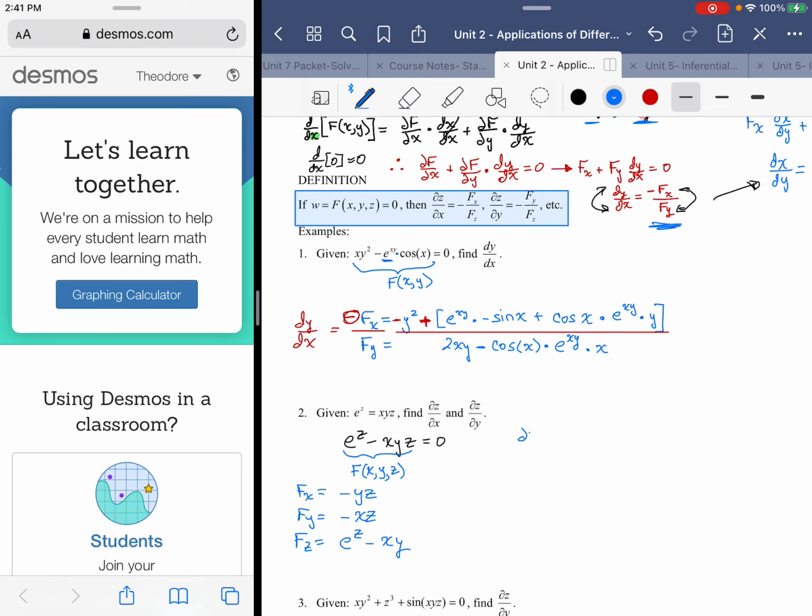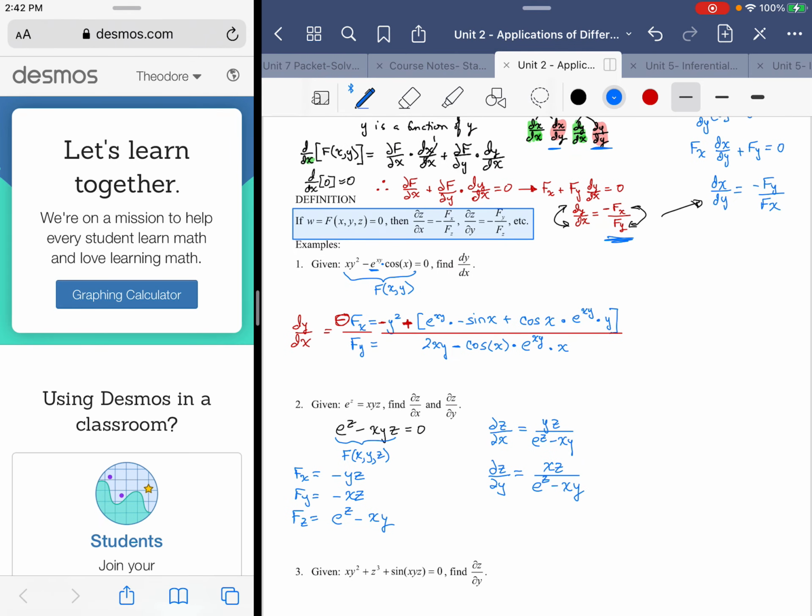All right, so if I want partial z with respect to x, I'm taking the negation of partial x, which would just be positive yz, and dividing it by partial with respect to z, so e to the z minus xy. And then I'm taking partial z with respect to y's equation, which is the negation of partial y, which is xz, divided by the same denominator. And those would be your derivatives using an implicitly defined function.